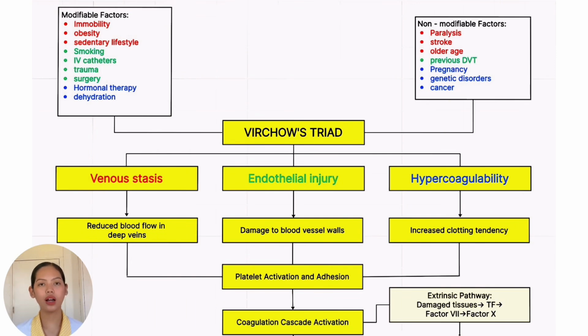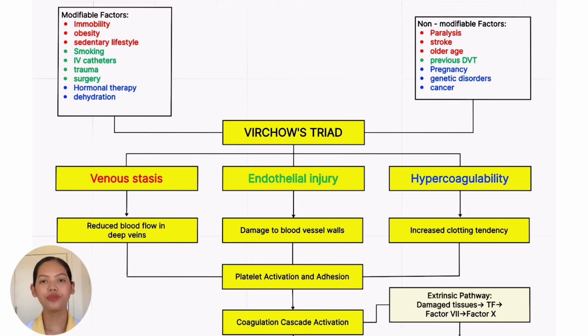Next, we have hypercoagulability. So increased clotting tendency, such as due to pregnancy, cancer, or genetics. So this leads to faster clot formation. And lastly, we have endothelial injury. This is when the blood vessel walls become damaged due to trauma, surgery, or other factors like inflammation.